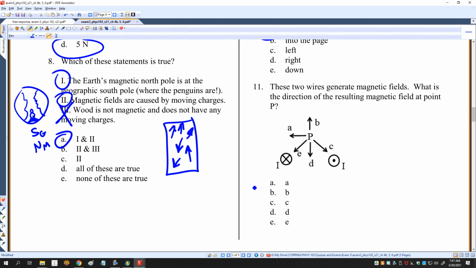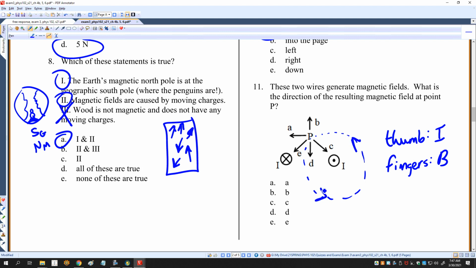These two wires generate magnetic fields. What is the direction of the resulting magnetic field at point P? So we use our third application of the right-hand rule, my thumb in the direction of the current. My fingers wrap around the direction of the magnetic field. So in this one, my thumb is pointing towards me, and so my magnetic field goes in this direction. That means at point P, my magnetic field is down and in that direction.